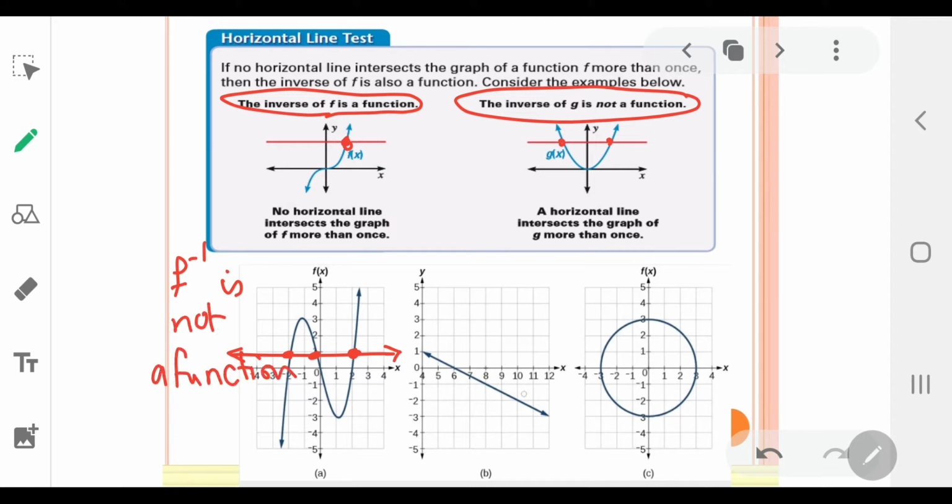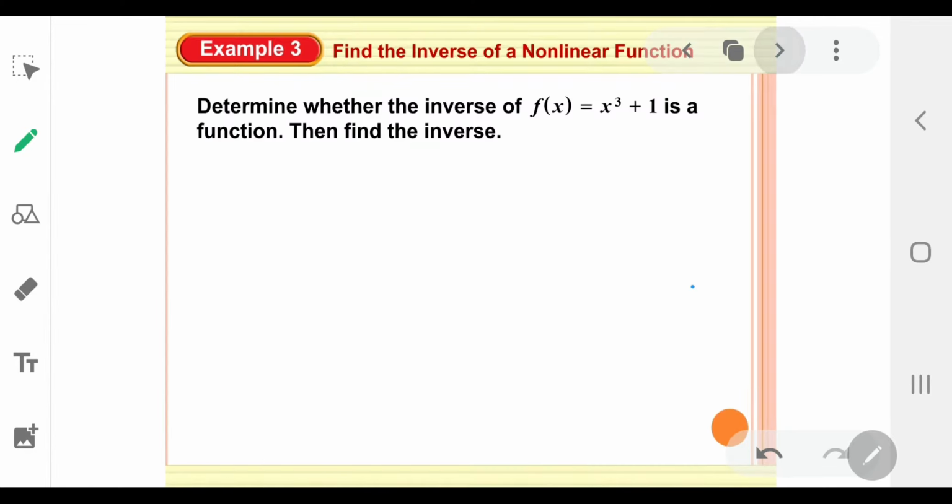For the second graph, when you graph a horizontal line anywhere, it will cross the graph in only 1 point, so the inverse is a function. The last one, if you graph the horizontal line anywhere on the graph, it crosses it in more than 2 points, so its inverse is not a function. Let's move to the next point.